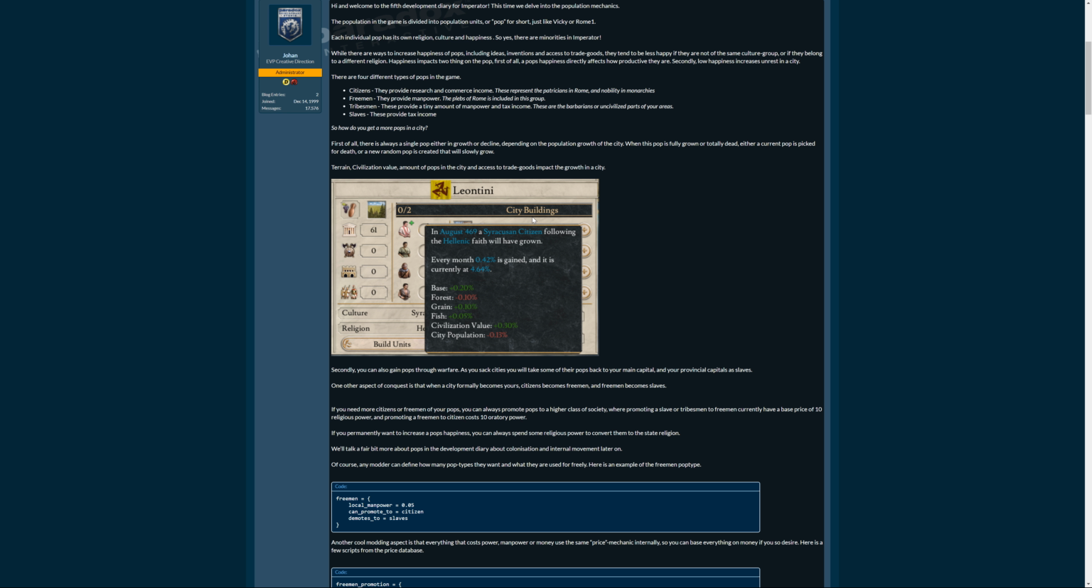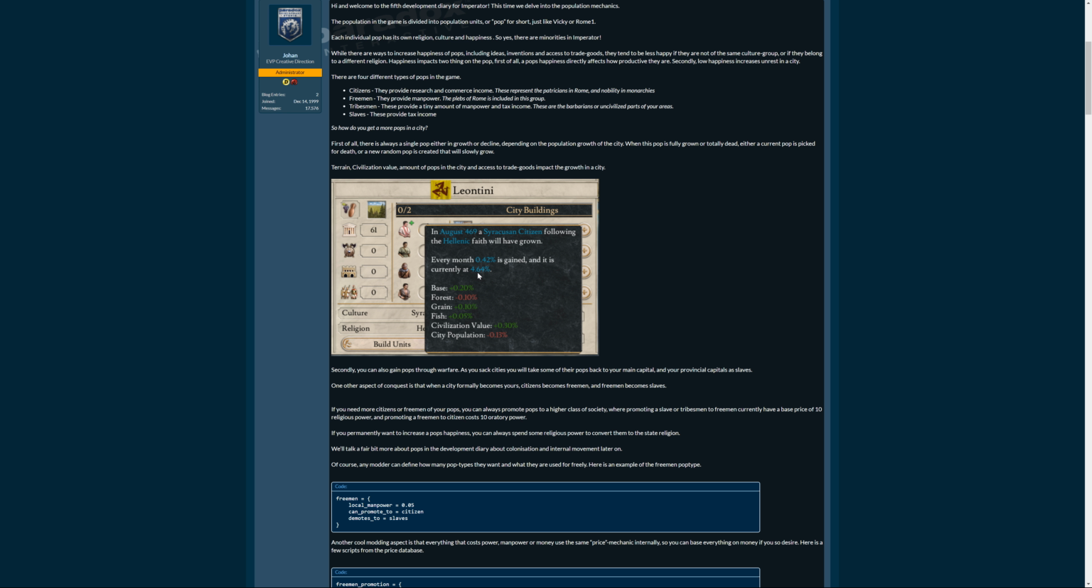We can see this city can have 2 city buildings, but has none at the moment. So we have these buildings, and we have some kind of a civilization score here. And you can see that in August 469, a Syracusan citizen following the Hellenic faith will have grown. So similar to games like Stellaris, you know in advance which kind of pop you will get. And here you can see that you gain nearly 0.5% per month.